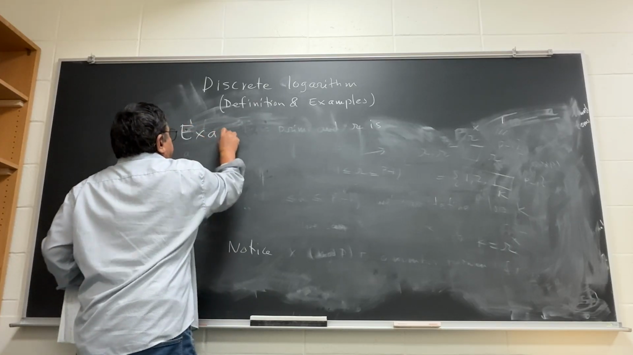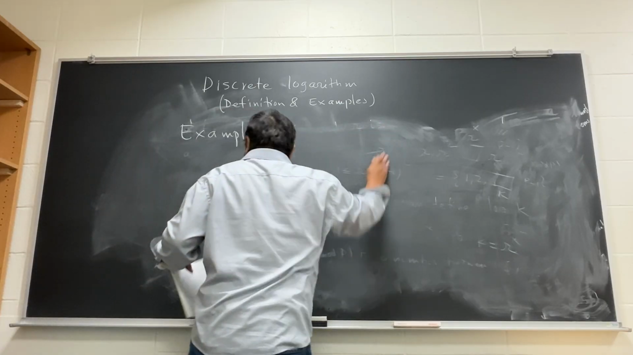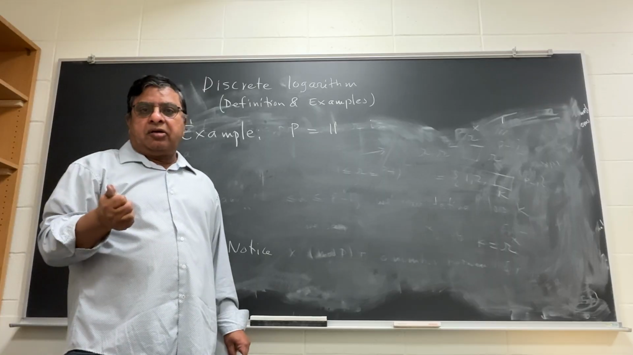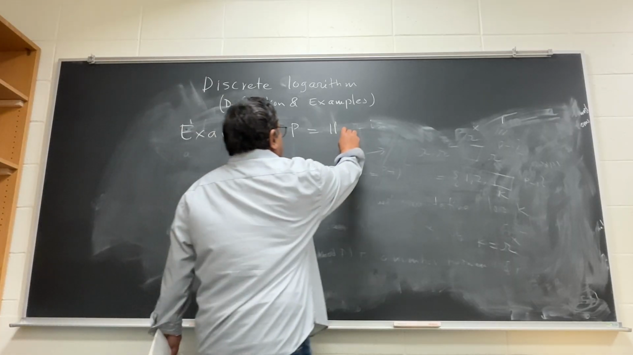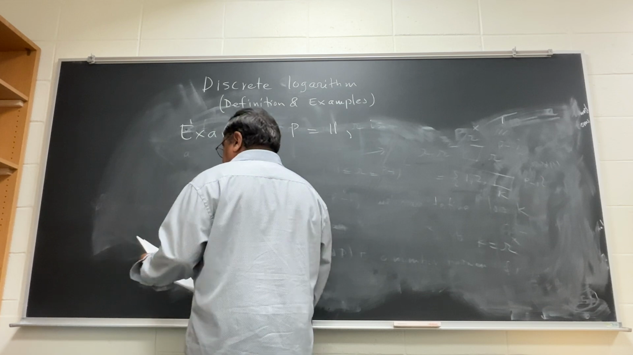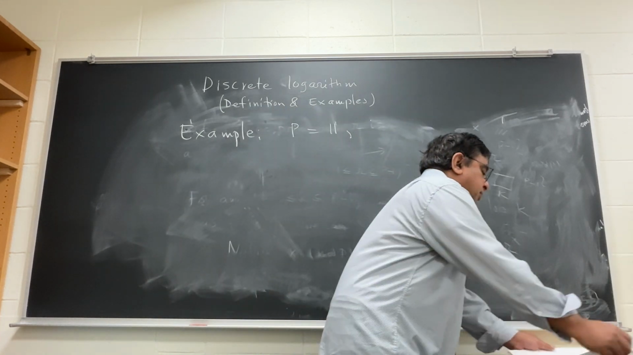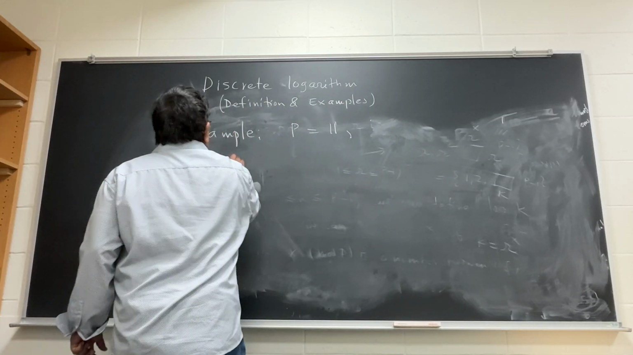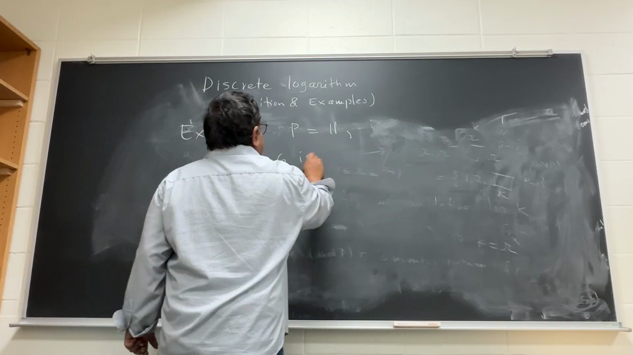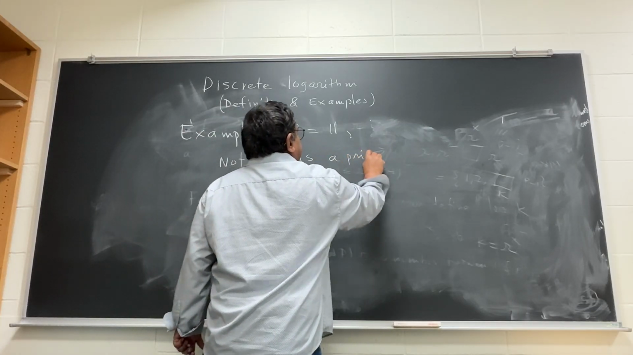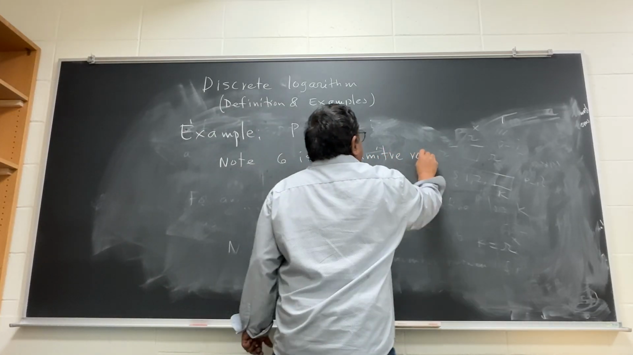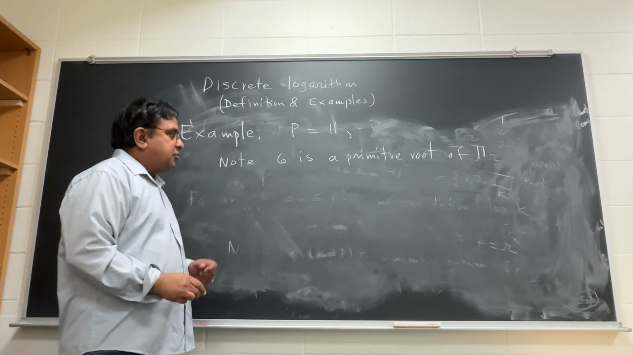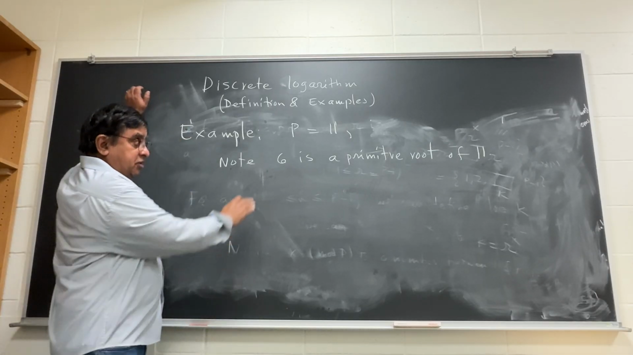Example, let P be 11. So I'm taking 11 to be my prime, and 6 is my primitive root. Note, 6 is a primitive root of 11. Okay, so let me check that first. Why is it a primitive root? Because you gotta have a primitive root.